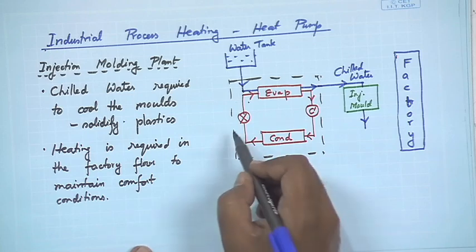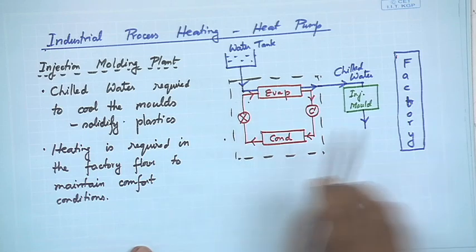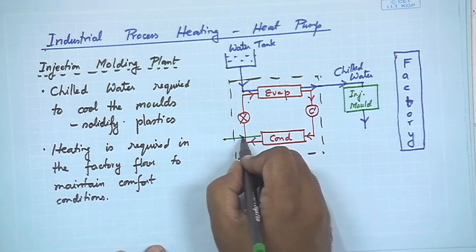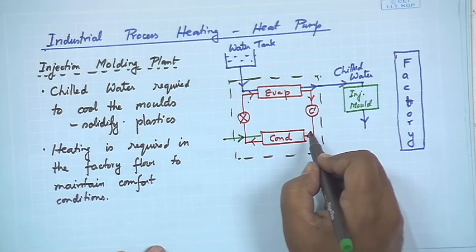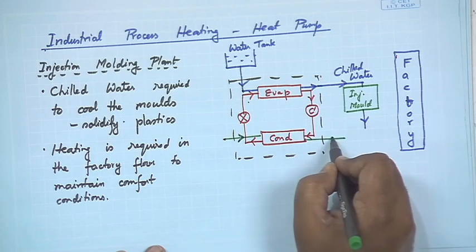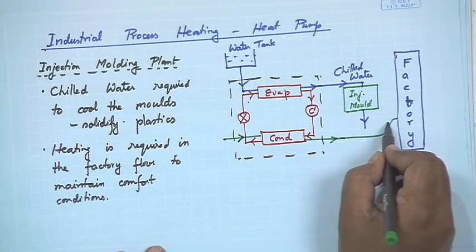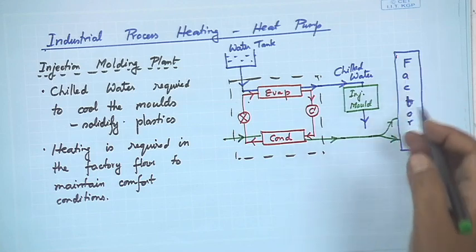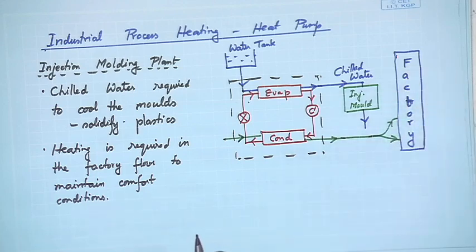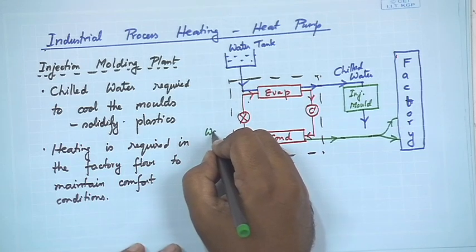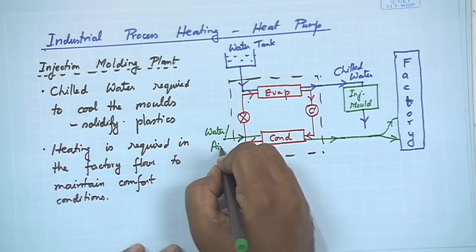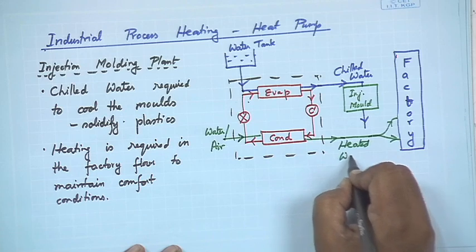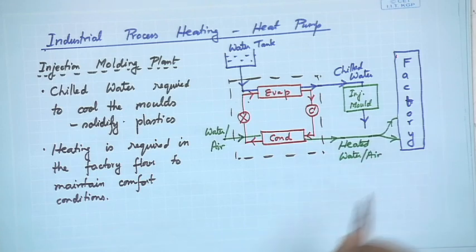And then through the condenser, again let me use a different ink, let us say I am going to pass air or water, does not matter, and then this one comes out at an elevated temperature and can be used for heating. If it is heated air, it can be directly fed into the factory floor. It can be water or it can be air. Okay. If it is heated water, then what?